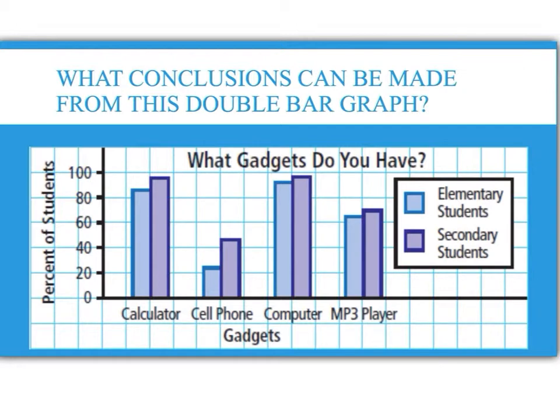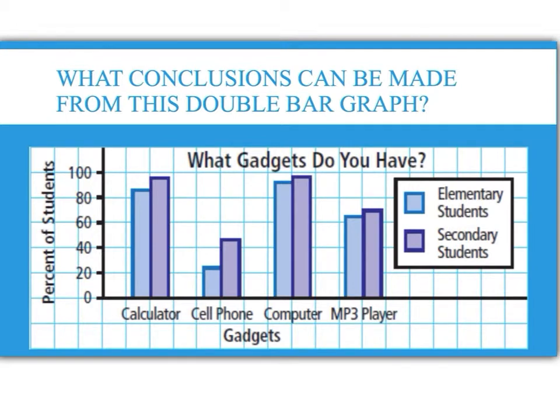Alright, well hopefully one thing you might have noticed is that secondary students, the purple, is always higher. Well, what does that mean? It means that they always have a higher percentage of that gadget than elementary students. So a higher percentage of secondary students have calculators, cell phones, computers, and MP3 players.